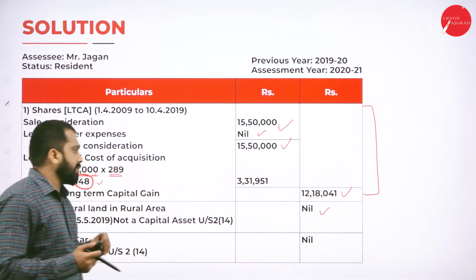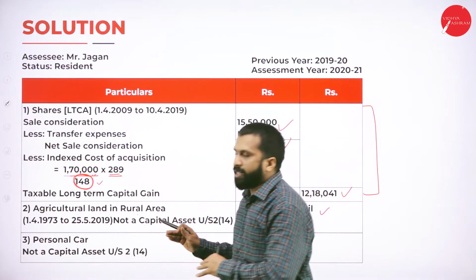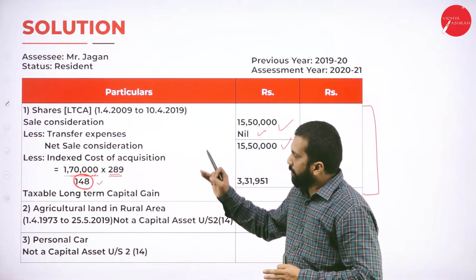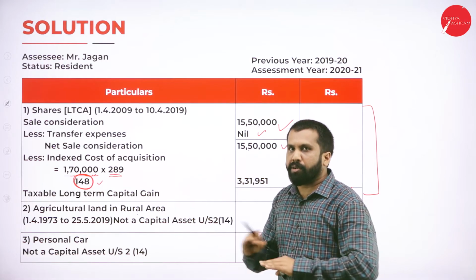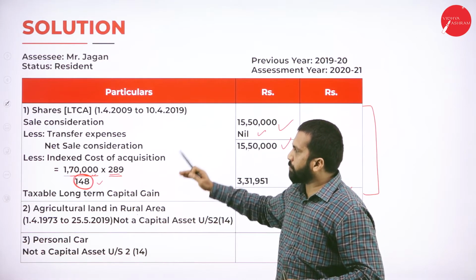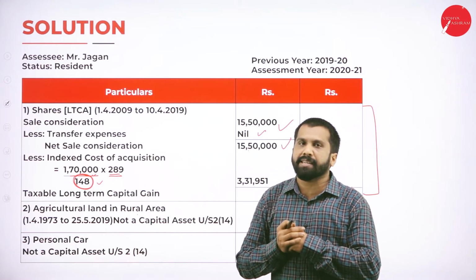Clear? Good. Other than this, nothing is there in your capital gain. Very simple. Understand the concept, work it out, done. At most, each is add and minus. Other than that, nothing. Clear?